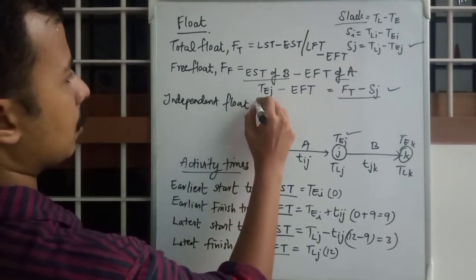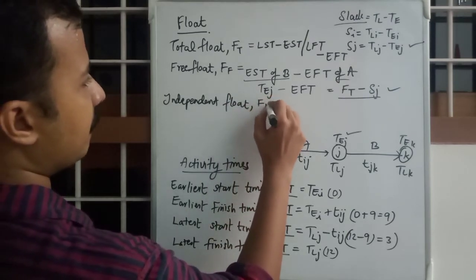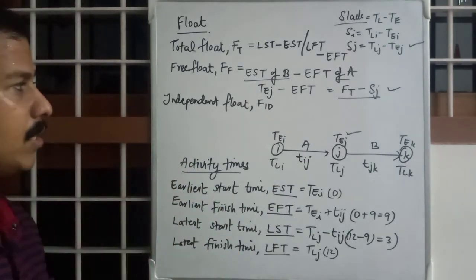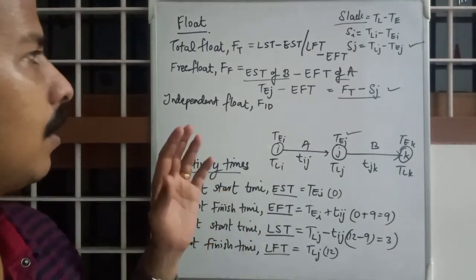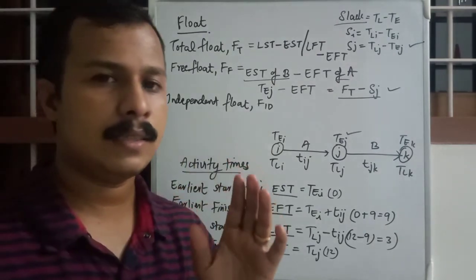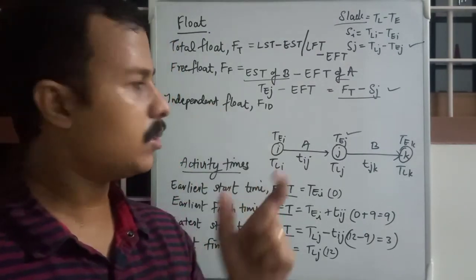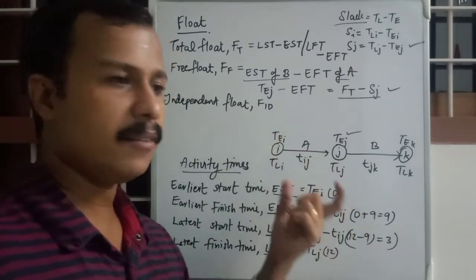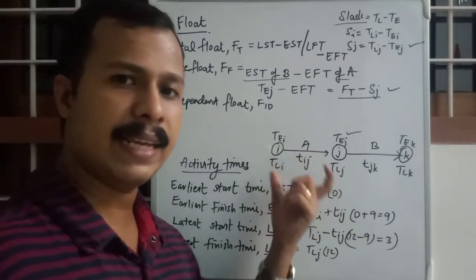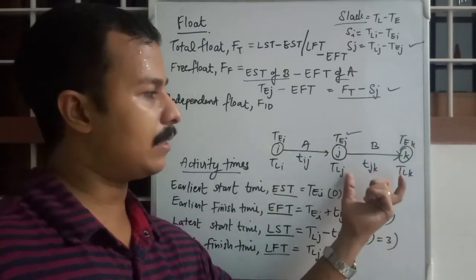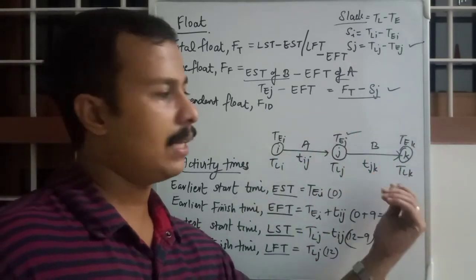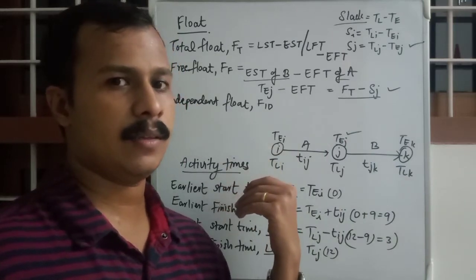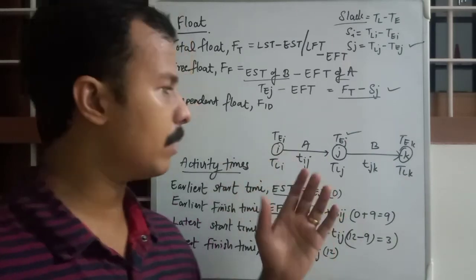That is FID. Independent float is the duration with which an activity can be delayed, even if this activity is delayed to the largest value and this second activity is occurring at the earliest time. Okay, don't get confused, it's very simple.